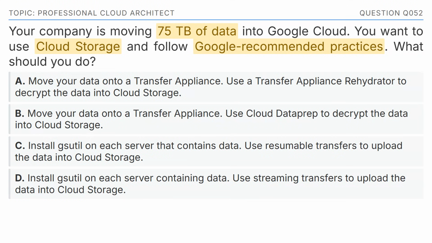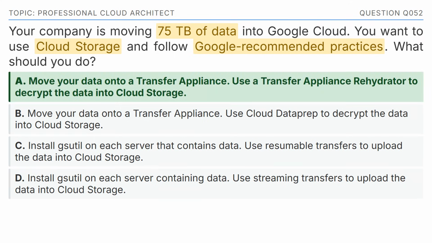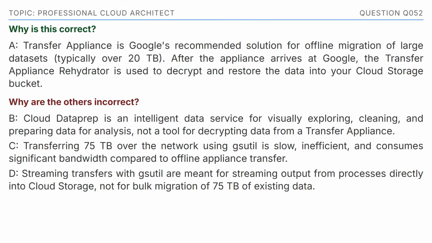To arrive at the correct answer, we focus on the keywords: 75 terabytes of data, Cloud Storage, Google recommended practices. The correct answer is option A, move your data onto a Transfer Appliance. Use a Transfer Appliance Rehydrator to decrypt the data into Cloud Storage. Why is this correct? A.